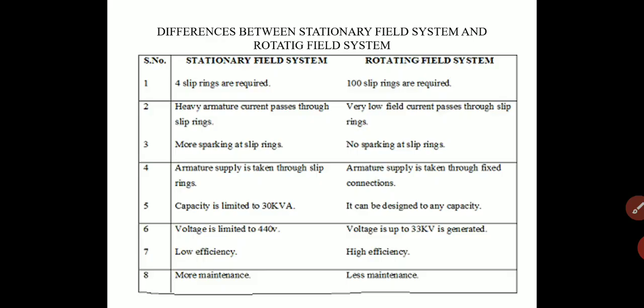Next we see this chart. It represents the comparison between the stationary field system and the rotating field system. The main advantage of the rotating field system, as we discussed in the previous slide, is that no slip rings and brushes are required in the armature winding, so no sparking is there.